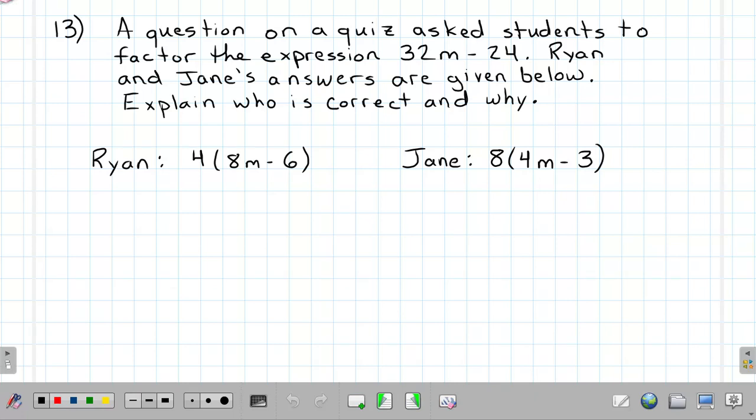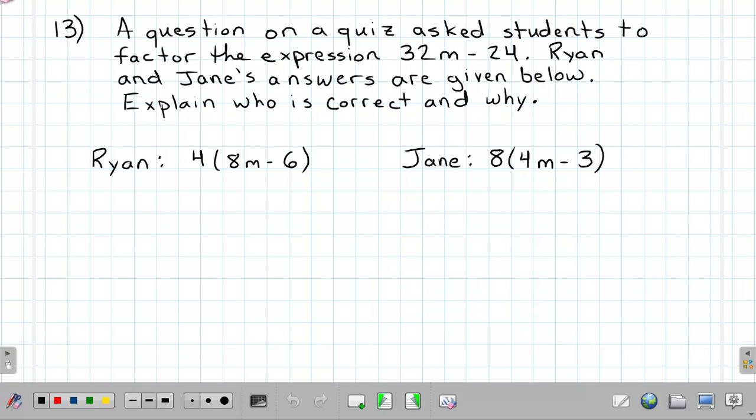So if you go to the next page, the top question is kind of just checking to make sure that you know how to correctly factor. It says a question on a quiz asked students to factor the expression 32m minus 24. Ryan and Jane's answers are given below. Explain who is correct and why.